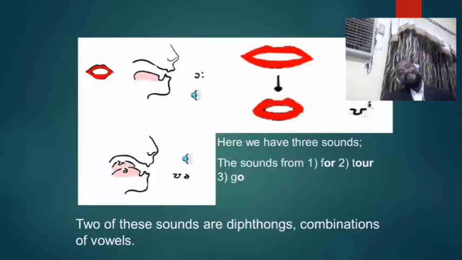So let us move on and see the difference between these. Let us discuss and differentiate between them.